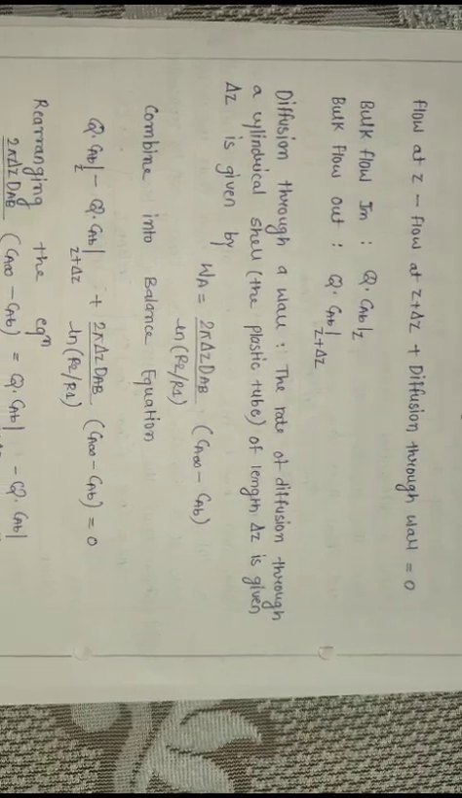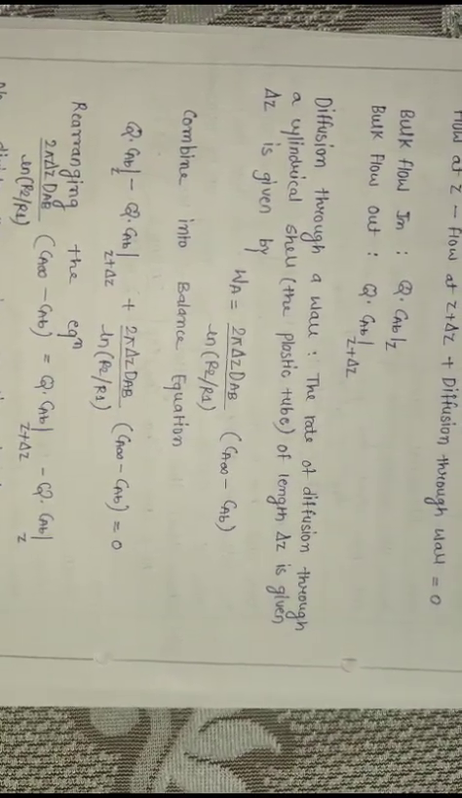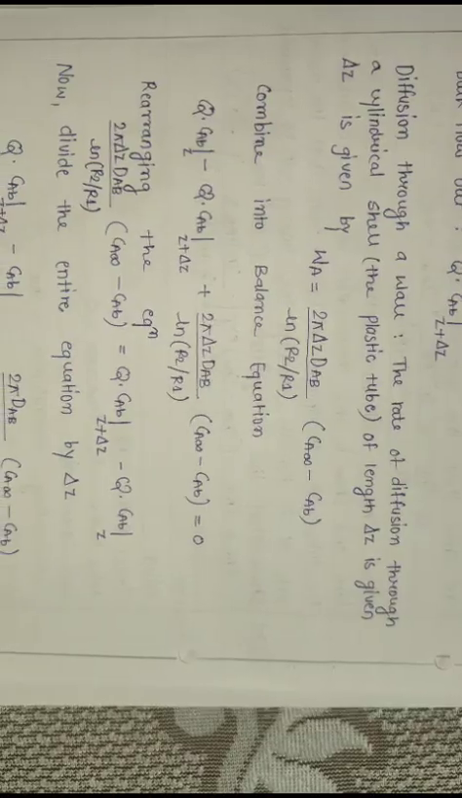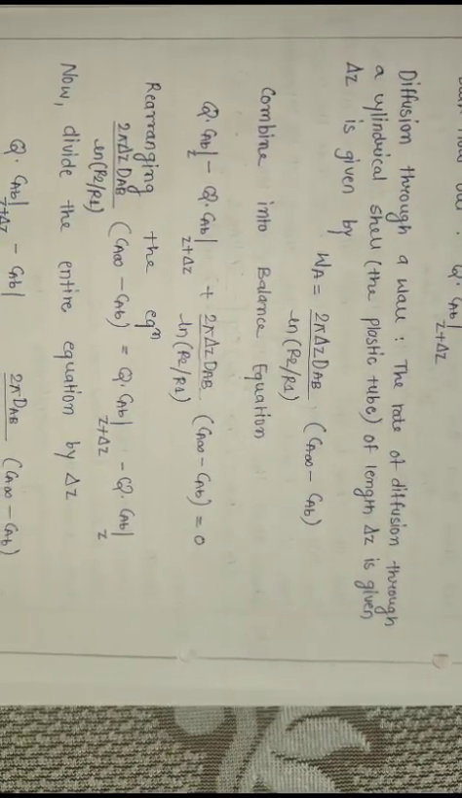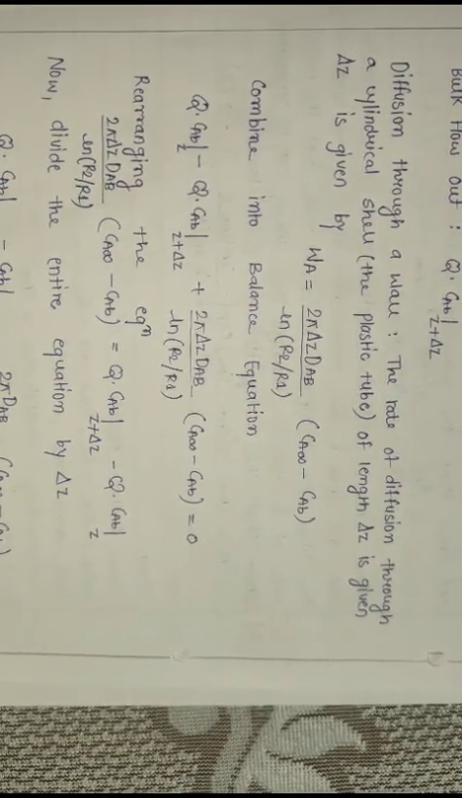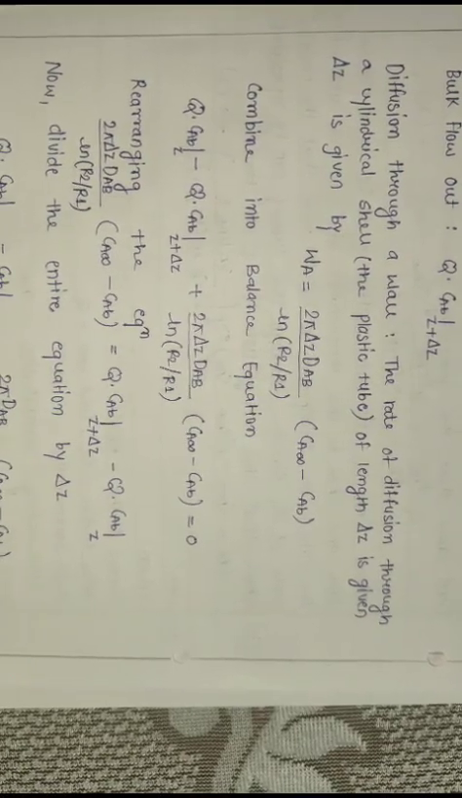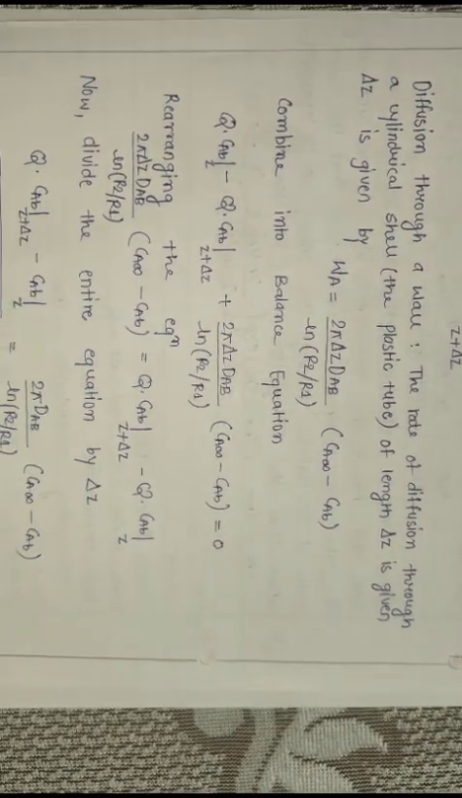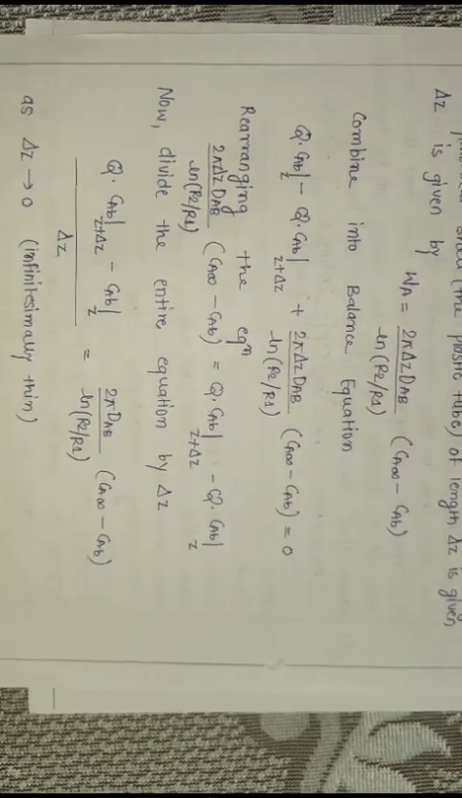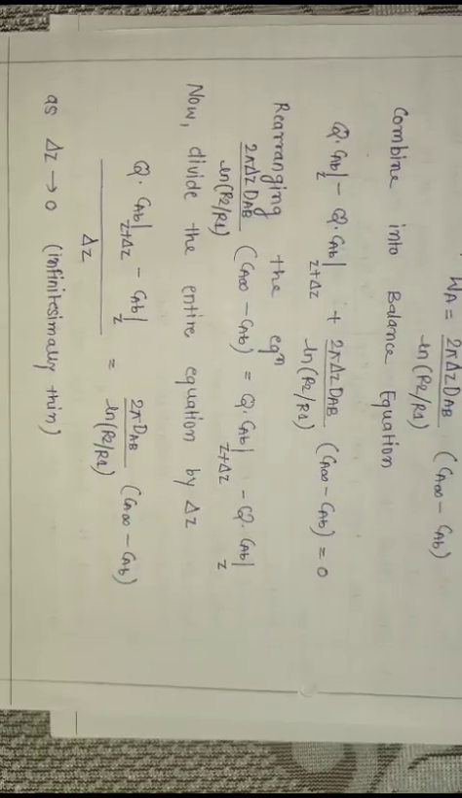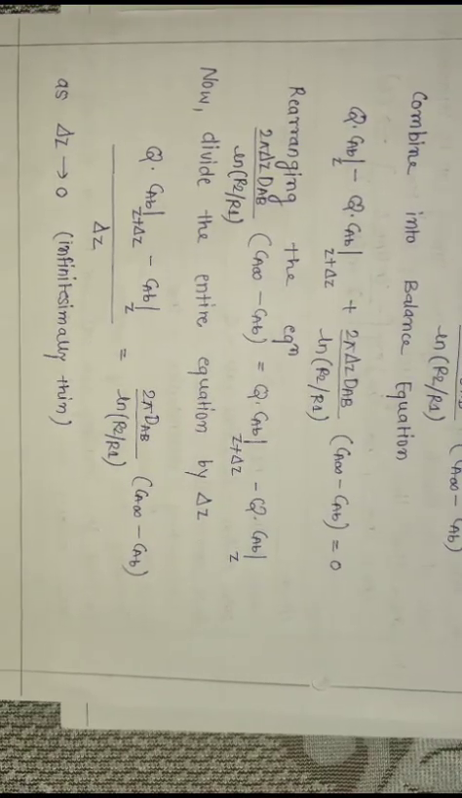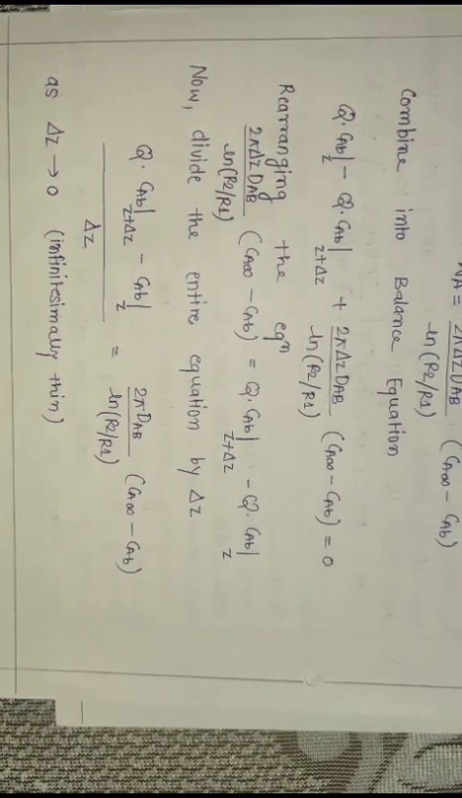Combining into the mass balance equation and rearranging, it will become 2 pi times delta Z times DAB upon ln R2 by R1 times the surrounding concentration minus bulk concentration equals flow rate times concentration at Z plus delta Z minus flow rate times concentration at Z. Dividing the entire equation by delta Z, we will get this equation, as delta Z is infinitesimally thin, so delta Z tends to 0.